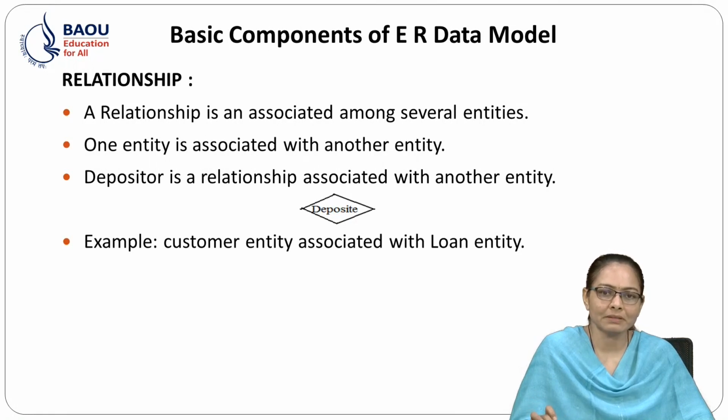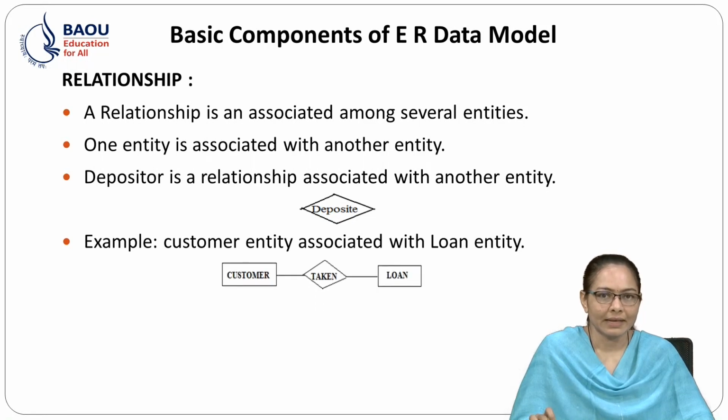For example, the customer entity is associated with the loan entity. See in the figure, two entities are related with the relationship taken. Customer and loan are related with the taken relationship. So, relationship means two entities are related with each other using a relationship.